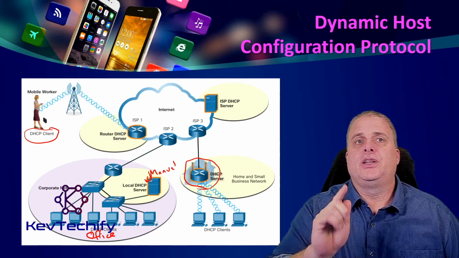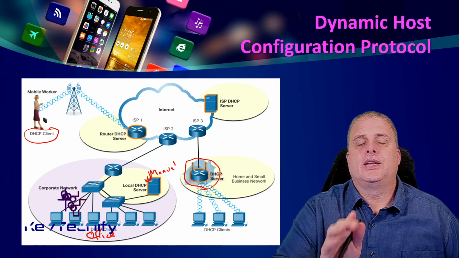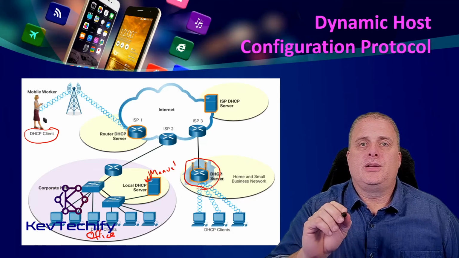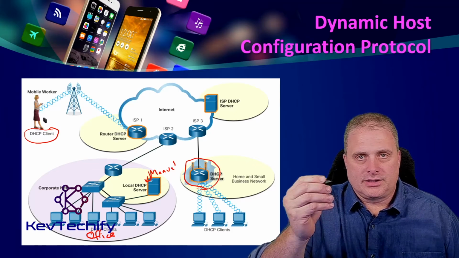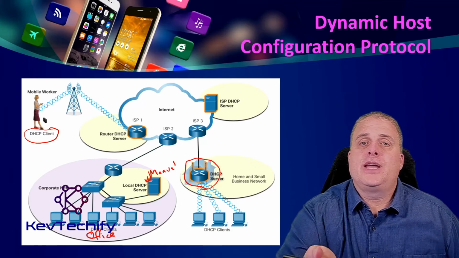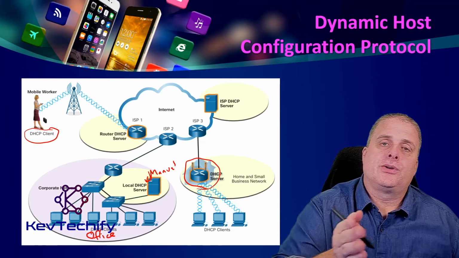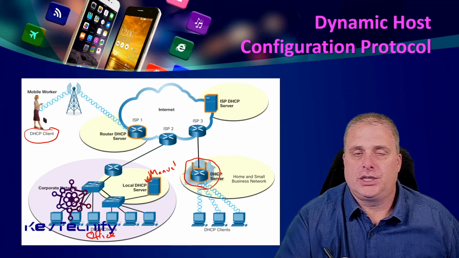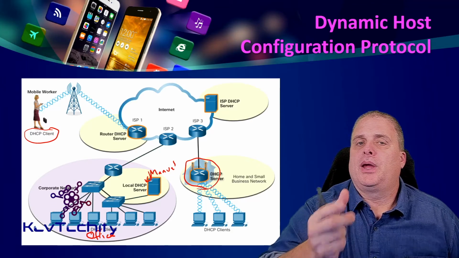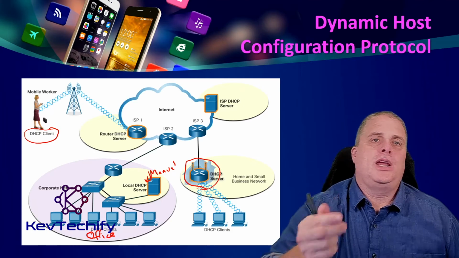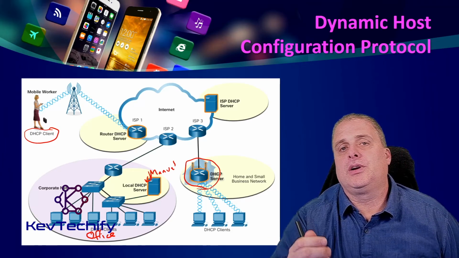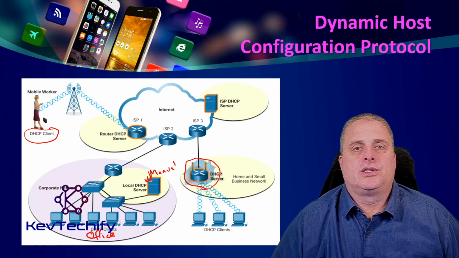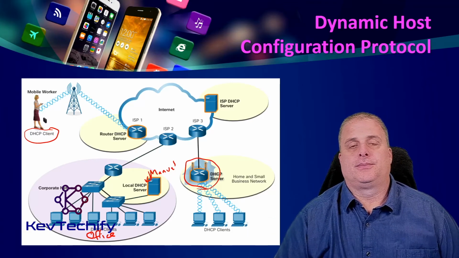DHCP typically is used in IP version 4. DHCP for IP version 6 is called DHCP version 6, and you could use that. IP version 6 also has dynamic generation of those addresses, and so depending upon your network and requirements, you may use a DHCP version 6 server, or you may let auto configuration for IP version 6 addressing happen.